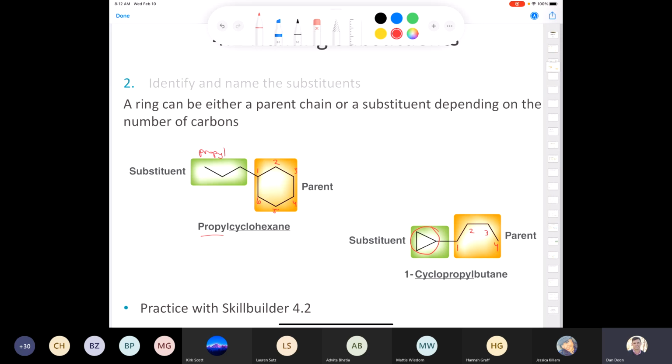Now, one thing I didn't address was the -yl for the cyclos. So if you have a ring that's a substituent, let's say you have this, that would be cyclobutane. If it's a substituent on a bigger chain, like let's say you have 1, 2, 3, 4, 5, 6 carbons like that, in this case, it would be cyclobutyl. So cyclobutyl, a substituent, same thing. You drop the E at the end and you replace it with -yl.